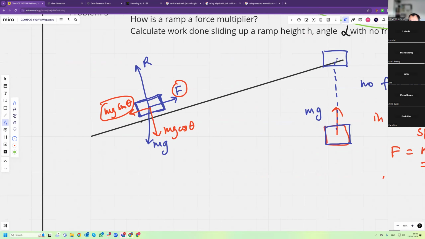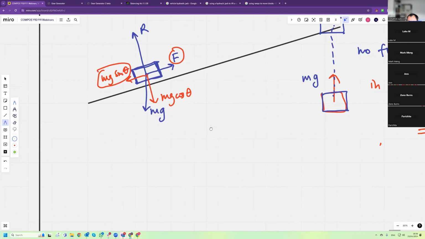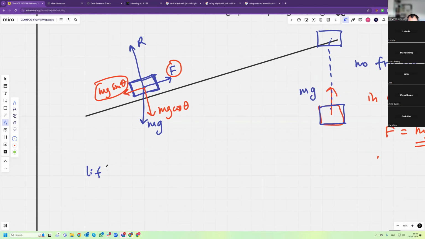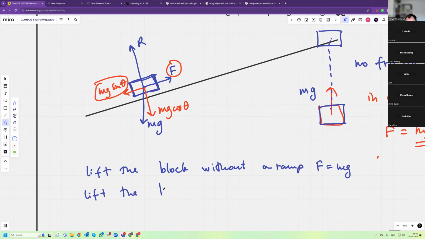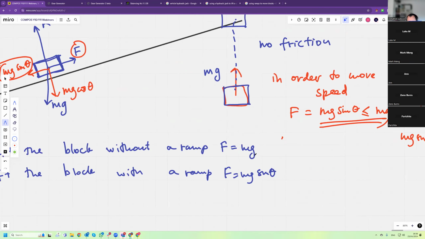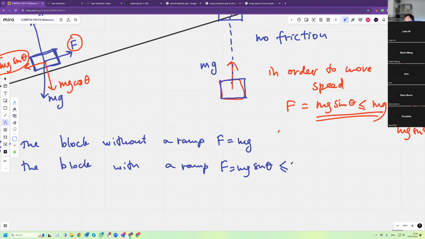But if you want to lift it along the ramp, so lift the block without a ramp, the force is equal to mg. Lift the block with a ramp, F is equal to mg sine theta, which is always less than or equal to mg.